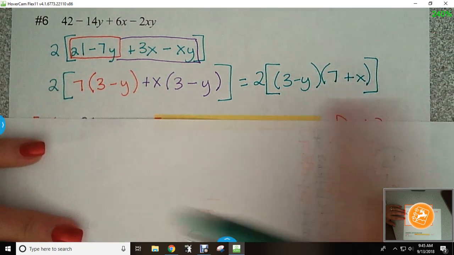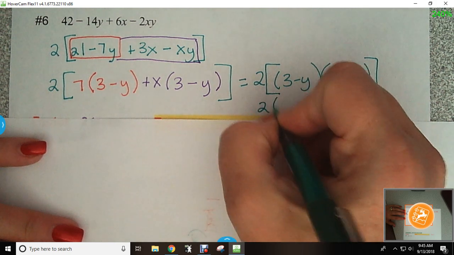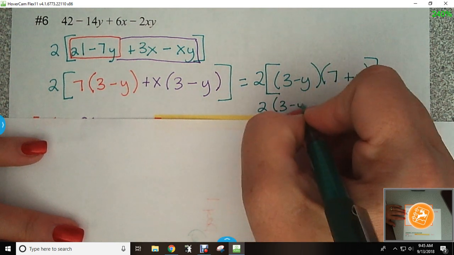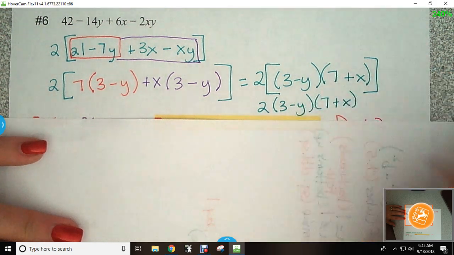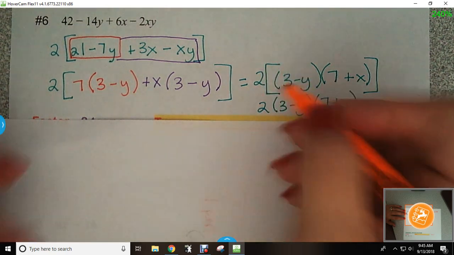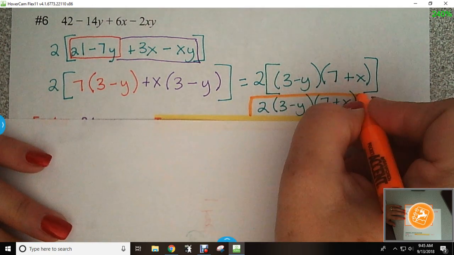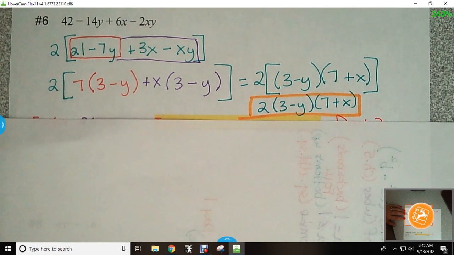And now, if you don't like the brackets and the parentheses, you can leave off the brackets. I use them just for clarification purposes. If you want to keep them in your answer, that's fine. If you want to take them out, that's fine too. So there is your factored answer. All right, so that is it for factor by grouping.